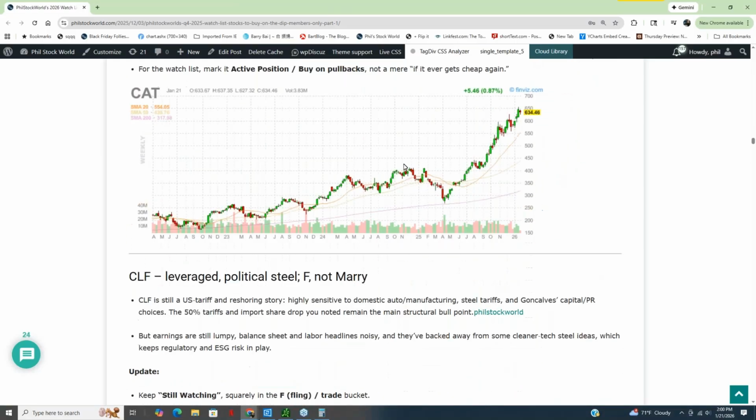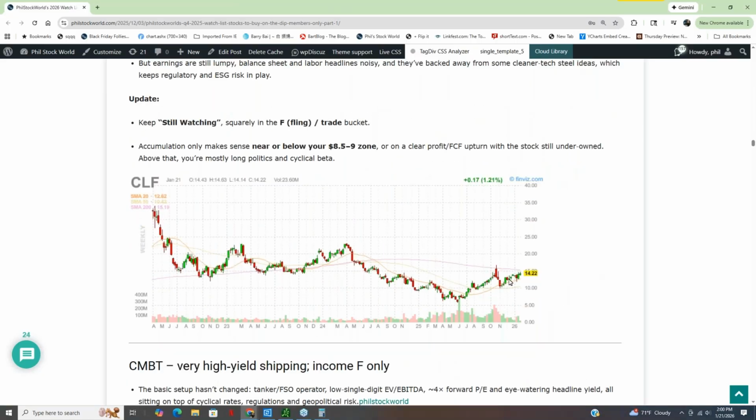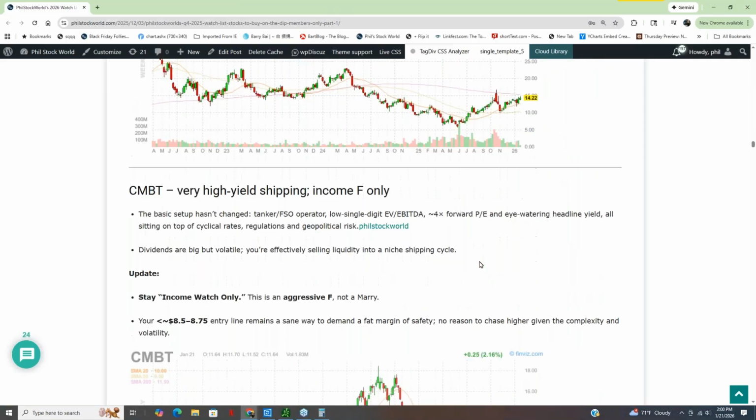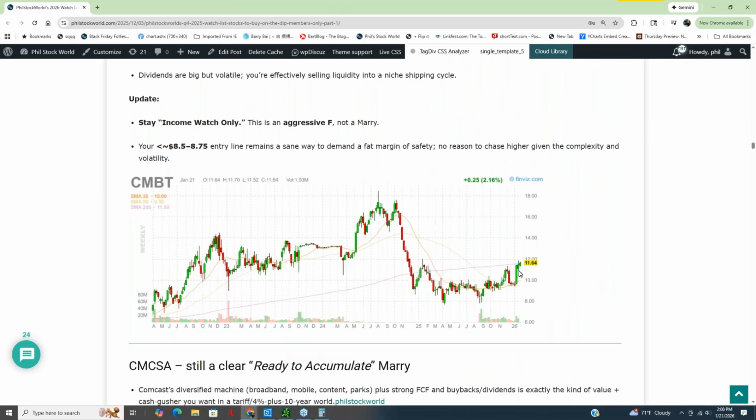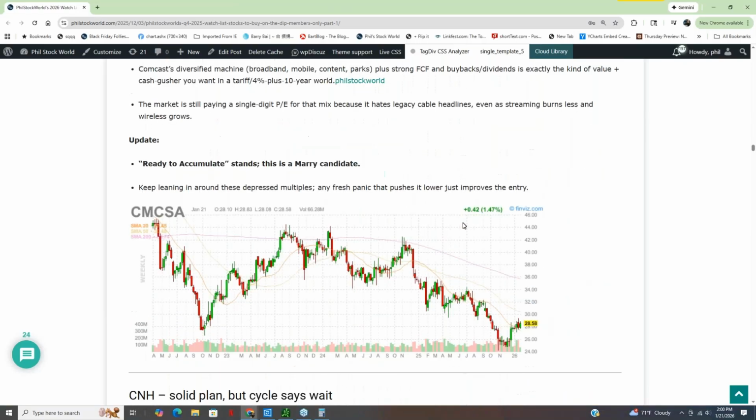CIM, okay, they're nice and flat. Caterpillar took off. Cleveland Cliffs, still playable. I like them. Very good for selling stuff against. CMBT is up and down, probably still playable.